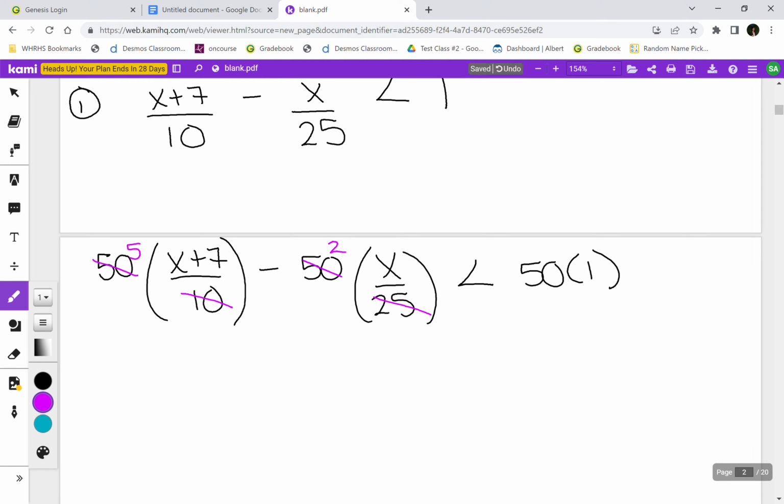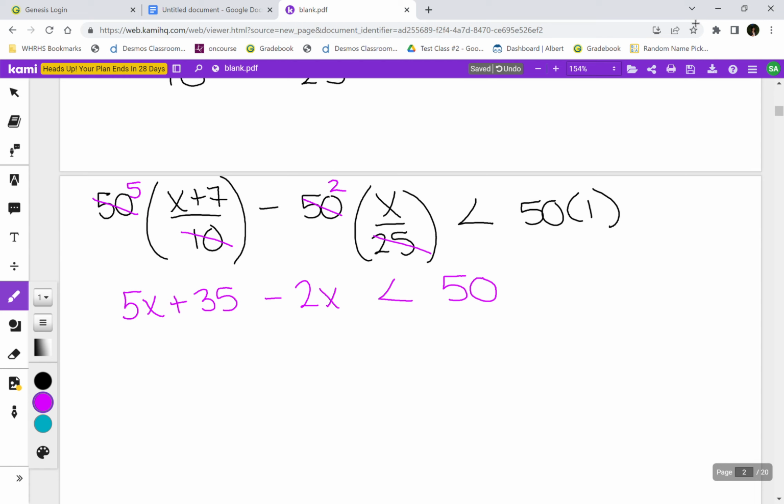So now what do I have to do with that 5 and the x plus 7? We need to distribute it in. So we have 5x plus 35 minus 2x is less than 50. Combine our like terms. So we are at 3x plus 35 is less than 50.